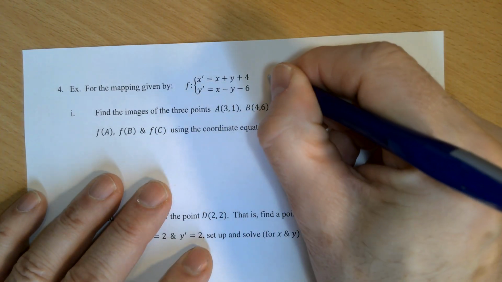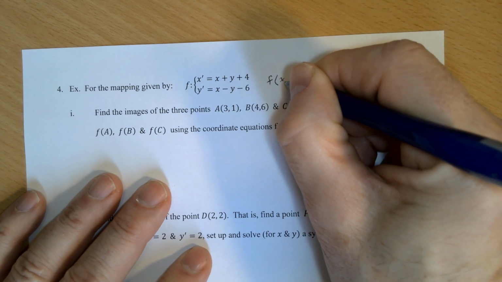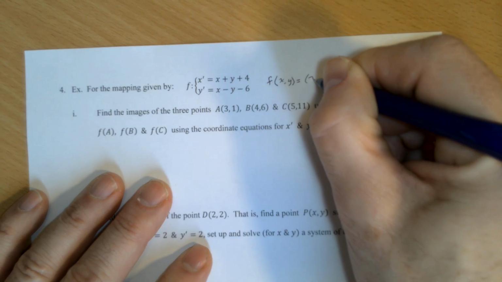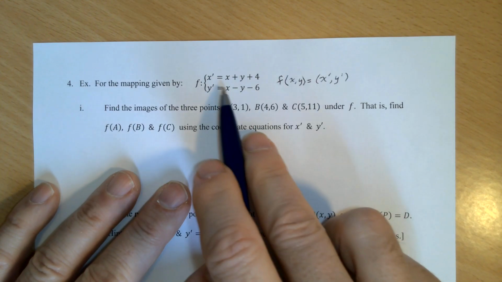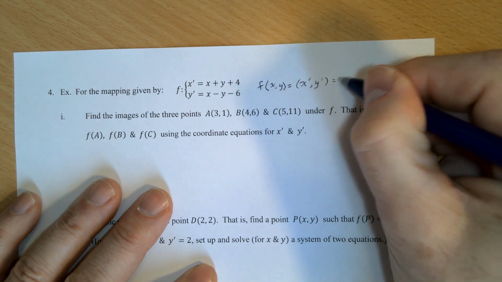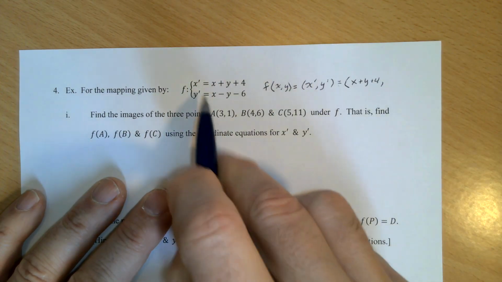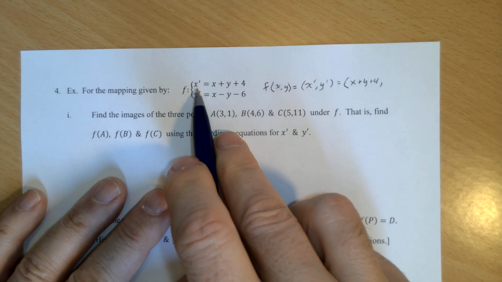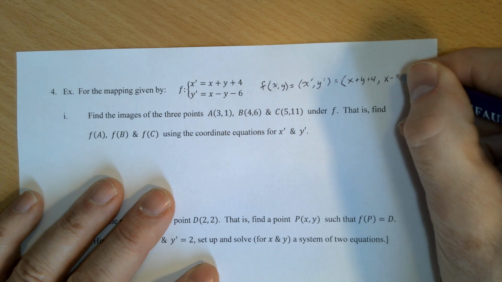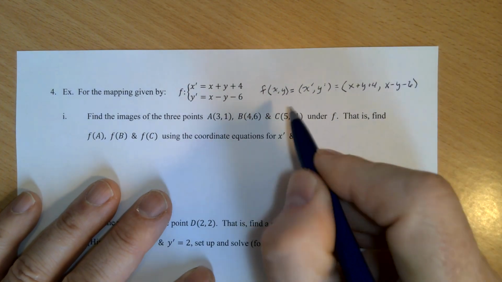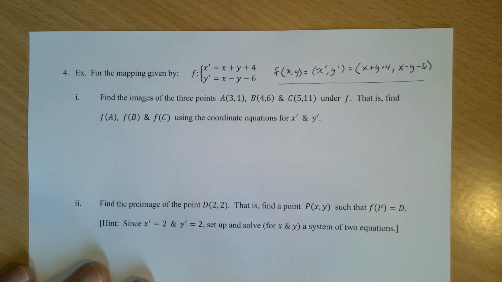Now remember what this means. This means that f of the ordered pair xy is going to give us a new ordered pair x prime, y prime, and we're told what x prime and y prime are. It's going to be x plus y plus 4. That's the new x value, the x prime value. And the new y prime is going to be x minus y minus 6. So this is basically the function or the mapping that we are working with.